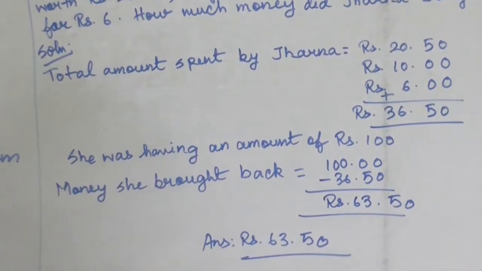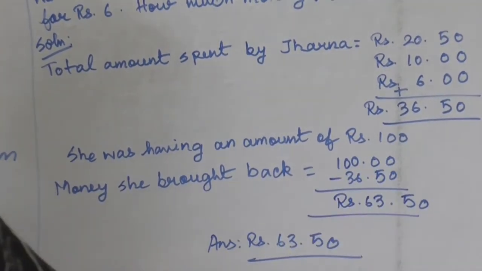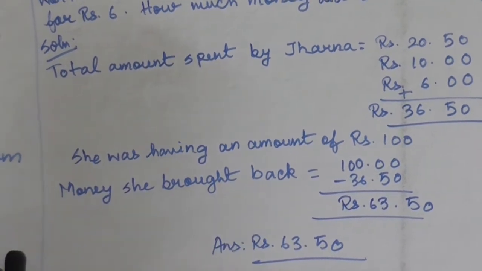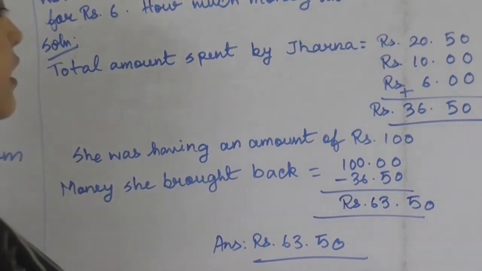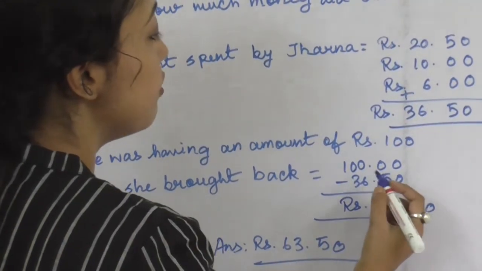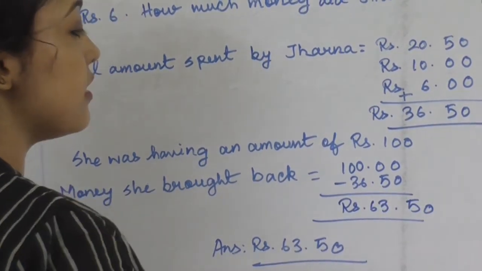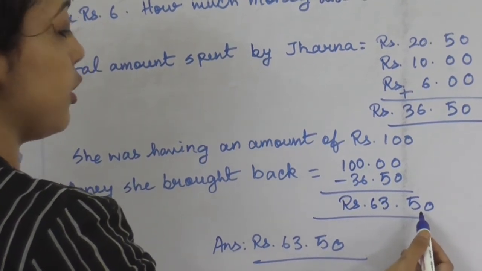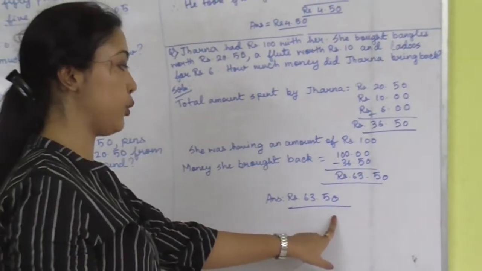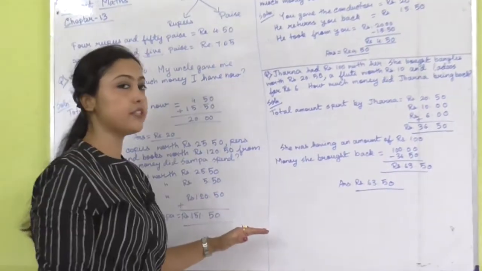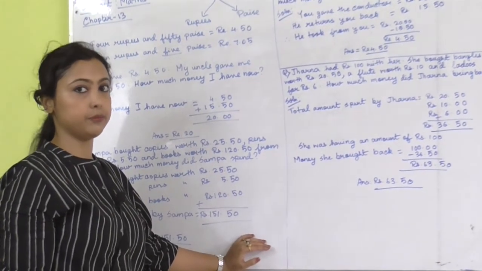And what was the total amount of money Jharna had with her? Jharna had rupees 100. So how much money did she bring back? How will you get the answer? You just have to subtract this 36.50 from the actual money she had, that is from rupees 100. The answer we are getting is 63.50. So the money she brought back is rupees 63.50. I hope that these two problems are clear to you. So these are the problem sums related to the money part.